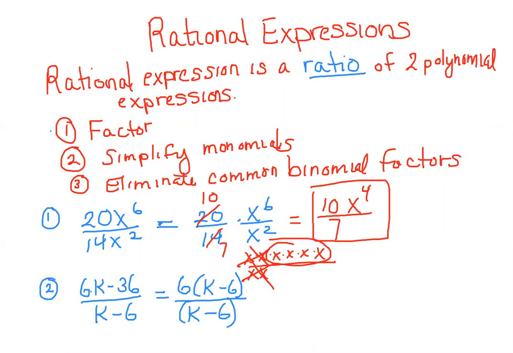So there's no monomials that we need to simplify here. So we're going to eliminate the common binomial factors. We're going to cross these off because they're exactly the same, and our answer is 6. So that's all we're doing right here. Let's look at number 3.